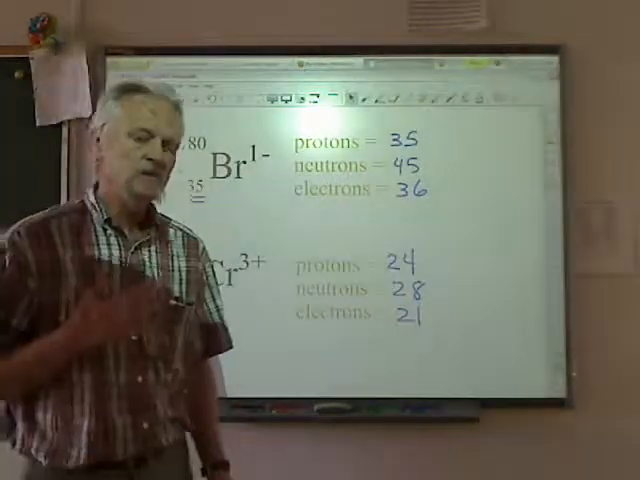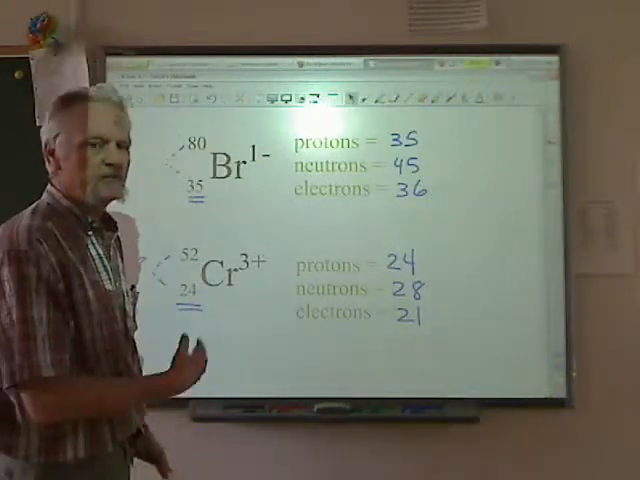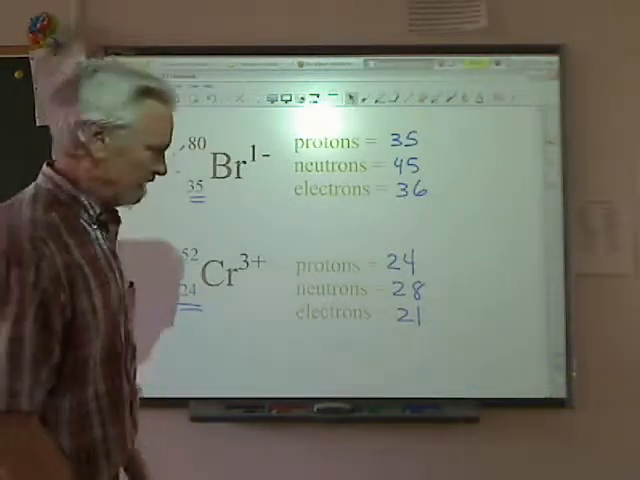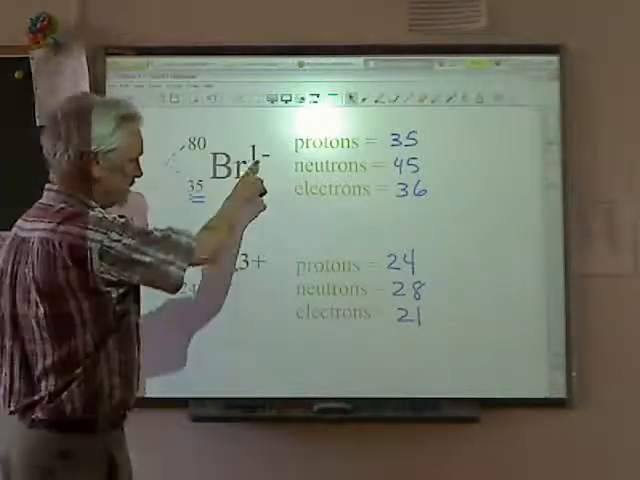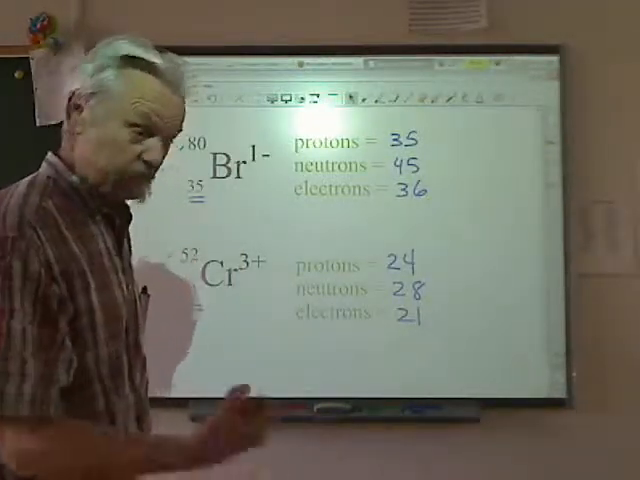So you can see, once we master this, we have a very, very, very efficient way of conveying a lot of information in a really, really small space. And I reiterate that charge information is going to be very, very important as we think about how compounds form.